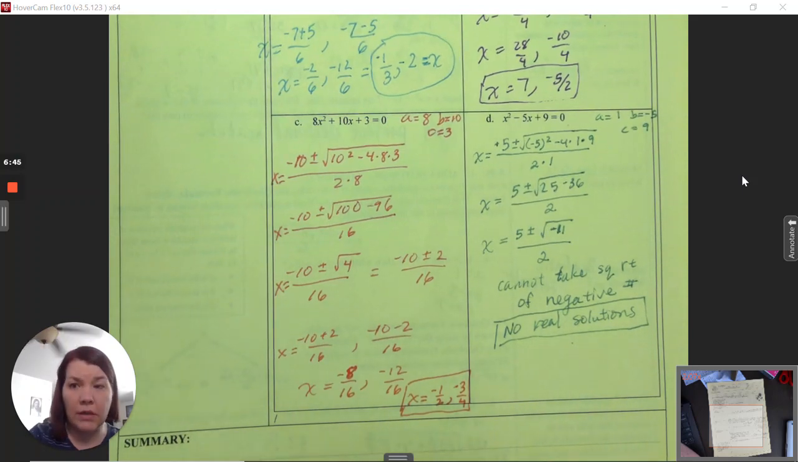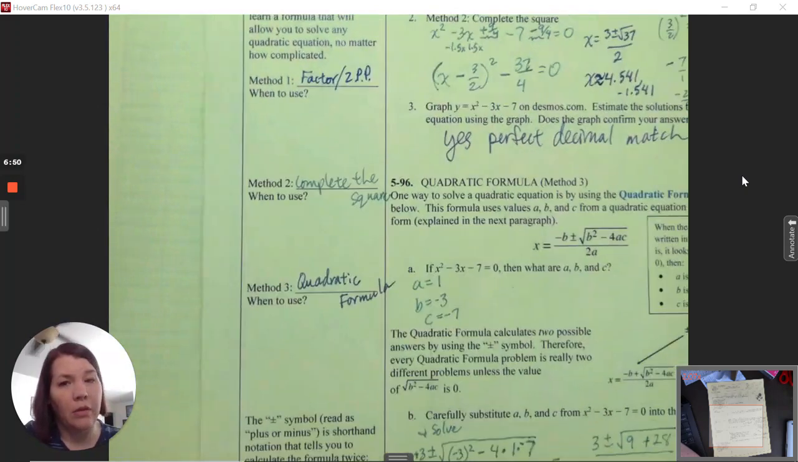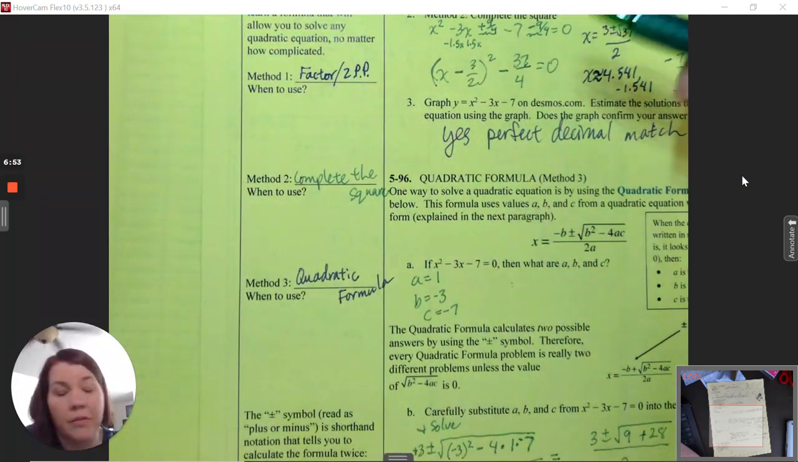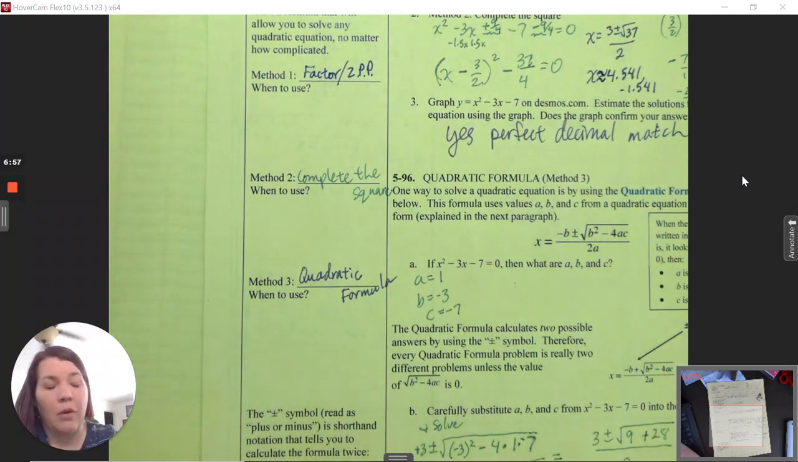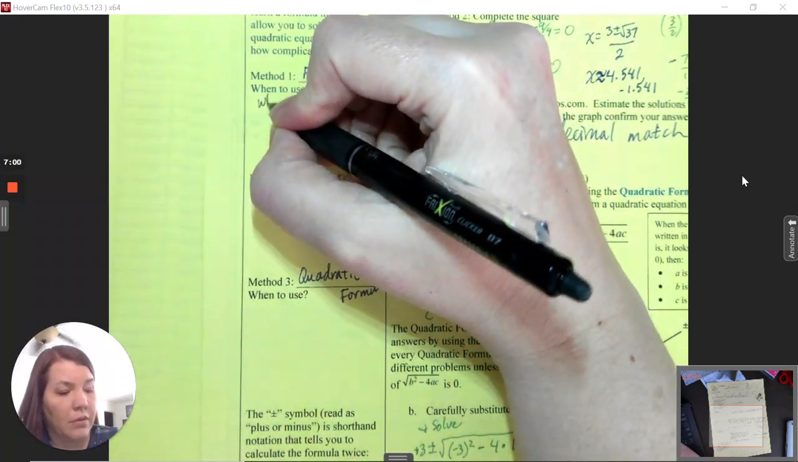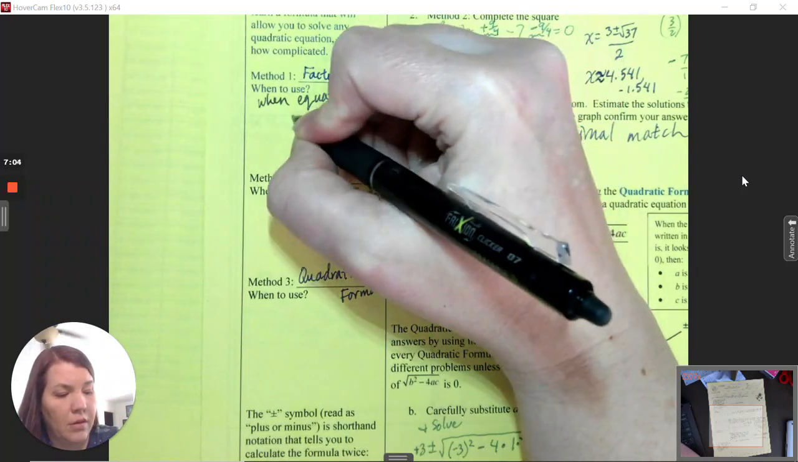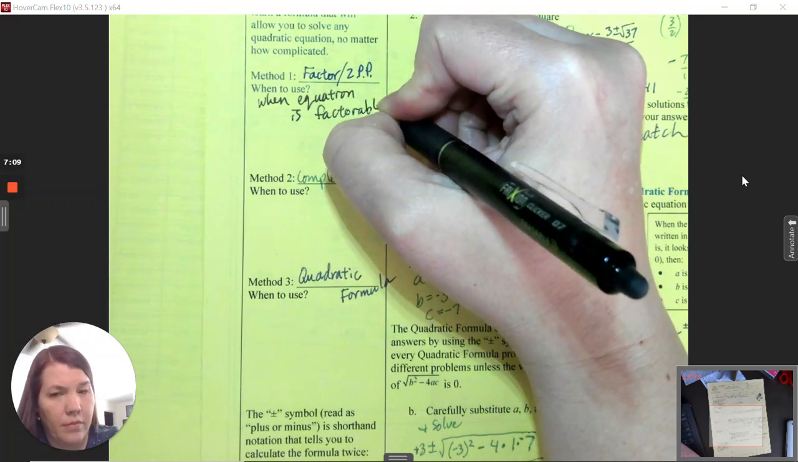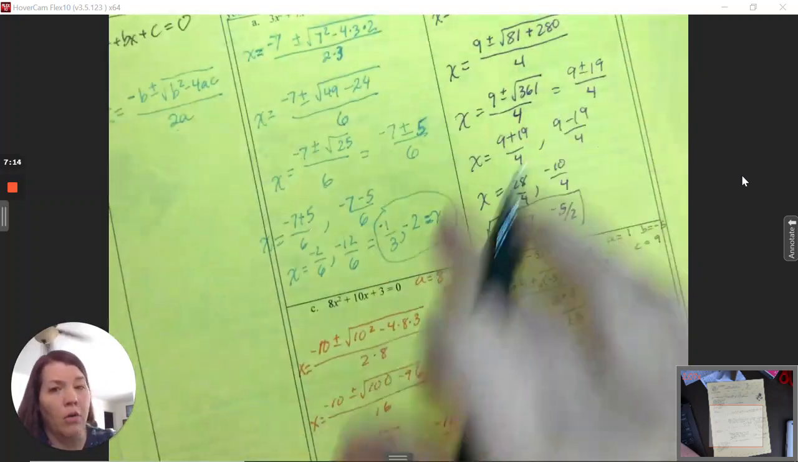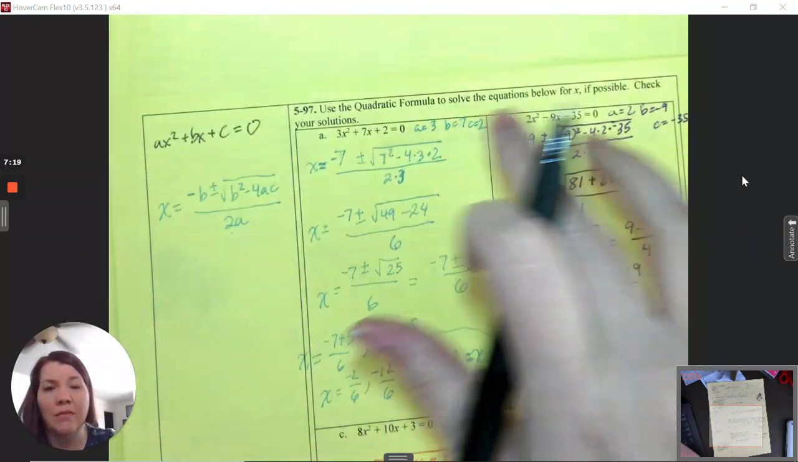Now, we did an introduction to this in the last video, but we never did finish that video. So I want to really quickly take a look at these methods. When should we factor? Well, when it's factorable. So I'm just going to write: when the equation is easy to factor. Honestly, I would have factored all of these, except for maybe that one. That one I might not have noticed the factorization of. But the rest of them, I would have factored.